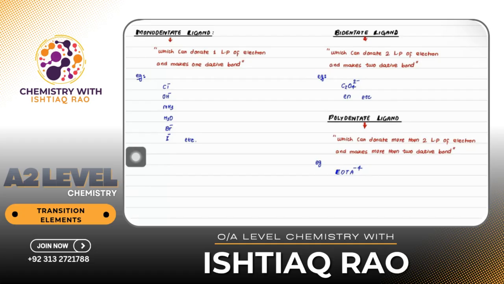That's it for the ligands. That's it for the complex compounds. Then we would be discussing some formation of the complexes, how to find out the charges, how to find out the coordination number. So we will be discussing the same thing in the next class. Okay.